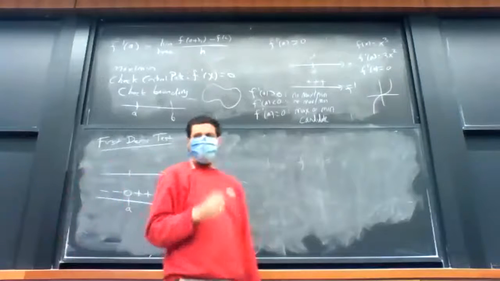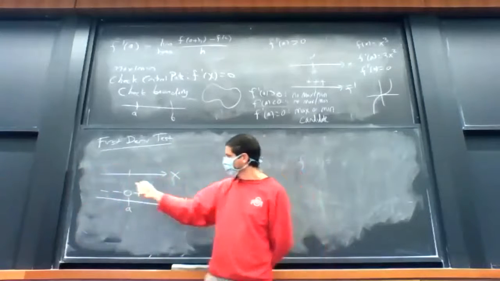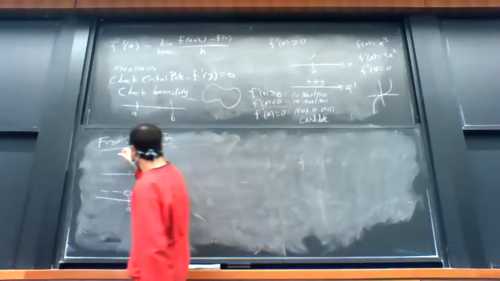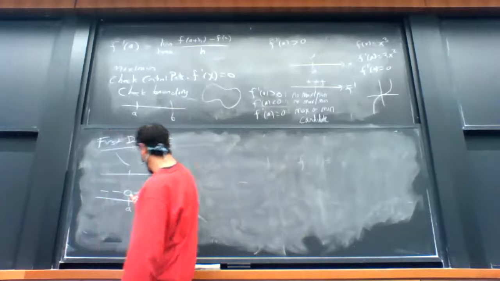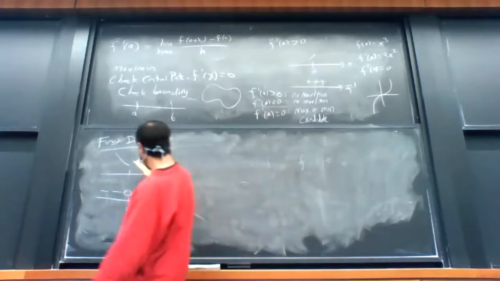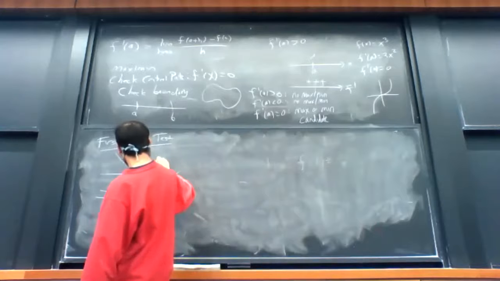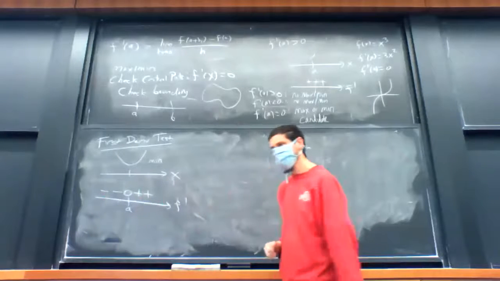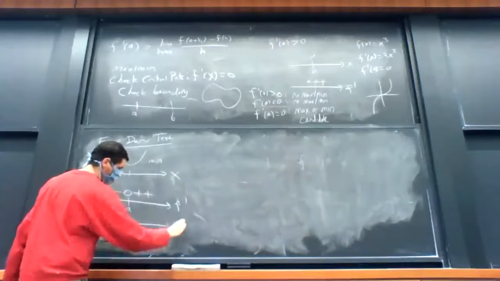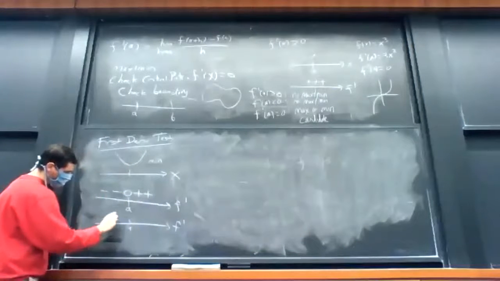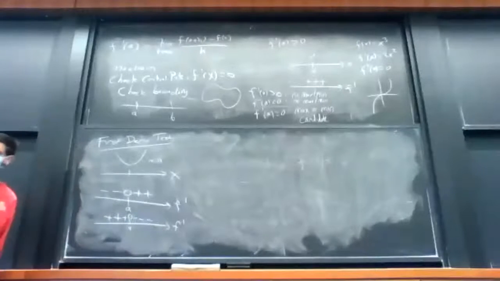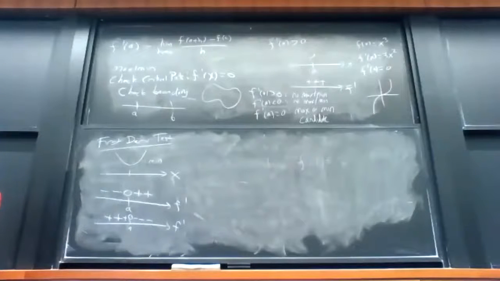So if the first derivative is negative, what does that mean about the value of the function? Decreasing. So decreasing down to here. And now the first derivative becomes positive, so now what happens? It's increasing. So what do we have? We have a minimum. And if instead we have positive to zero to negative, what would we have? A maximum.